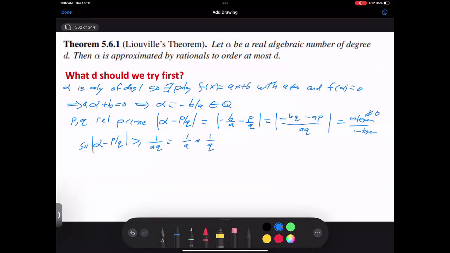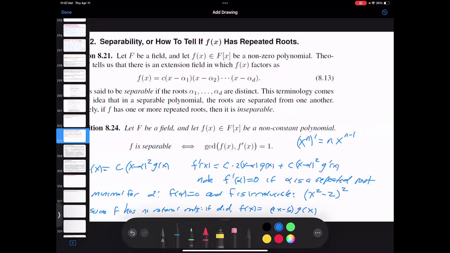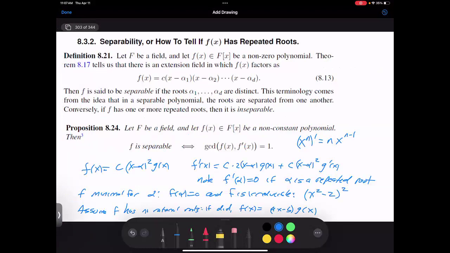We then tried to look at algebraic numbers of degree 1. Those are the easiest ones to look at because they're just rational numbers. And we saw that we can't approximate rationals arbitrarily well by rationals infinitely often. Well, that's not a big deal because we don't need to try to approximate a rational well by a rational because it's already rational. We then talked a little bit about what does it mean to have repeated roots.